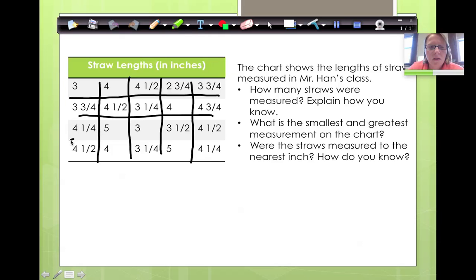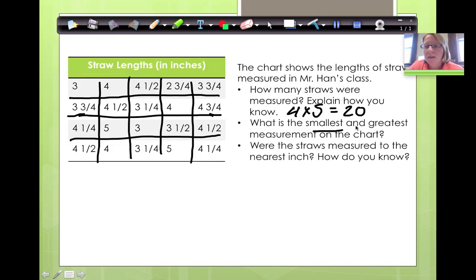Okay, now, how many squares do I have? If each one of these boxes has a measurement, how many measurements were taken? Well, there's 1, 2, 3, 4 going down, and 1, 2, 3, 4, 5 going across. 4 times 5 is 20. So explain how we know. Well, 4 times 5 equals 20. There were 20 measurements taken. Or we can count every single one, but that's the whole point of having multiplication, to make it fast.